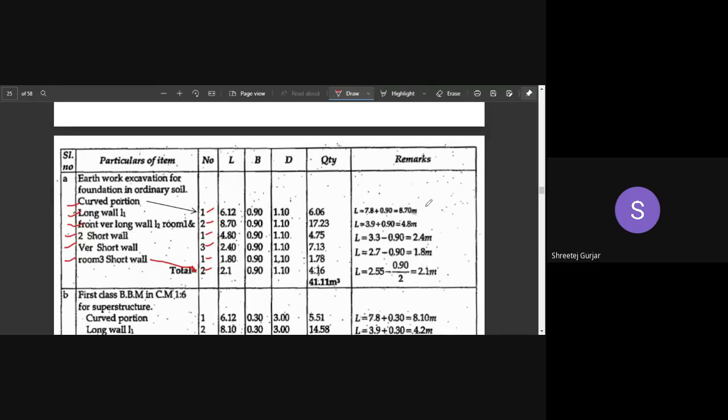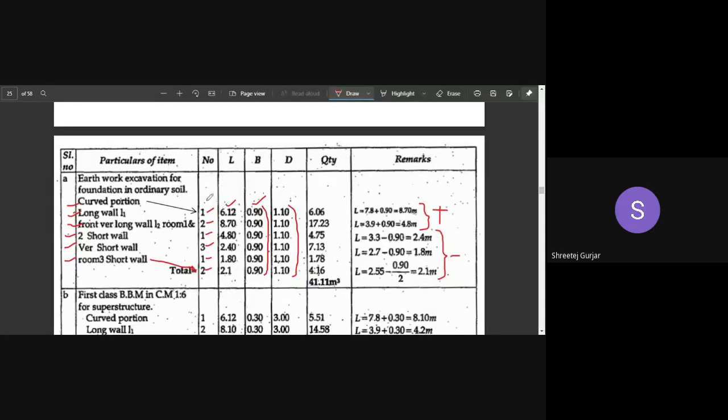For long walls, we have to add our width, and for short walls, we have to reduce our width. Our width, you can see, is 0.9, which is common in all our walls, and the depth of our foundation is also common in all our walls. So in long walls you have to add the width, and in short walls you have to deduct it. That is how you get your lengths.